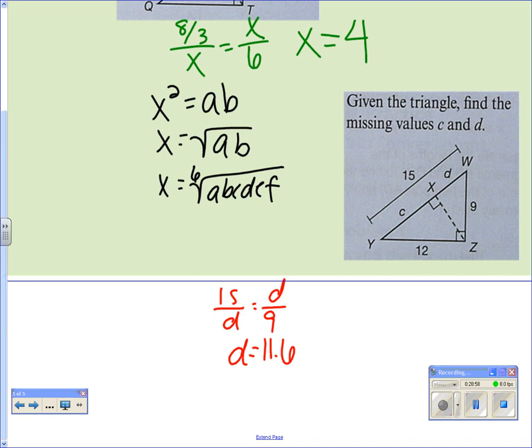Looking for C, what would you do? Yeah, use 12 instead of 9. And so what would you get for C? 13.4. Any questions on those two? Y'all see how that works? You can prove it if you want.